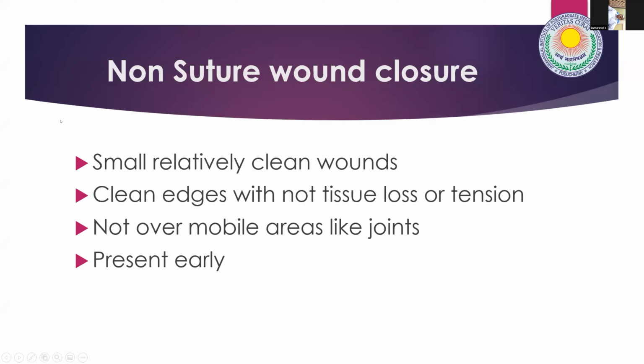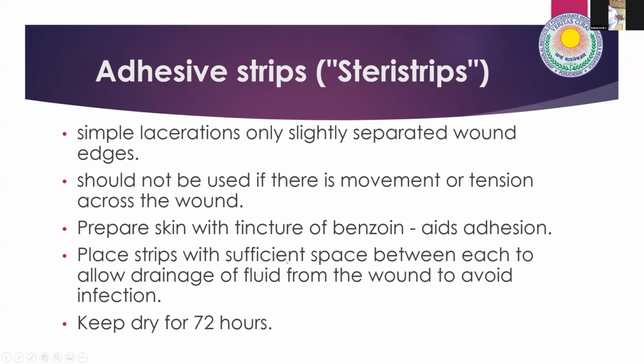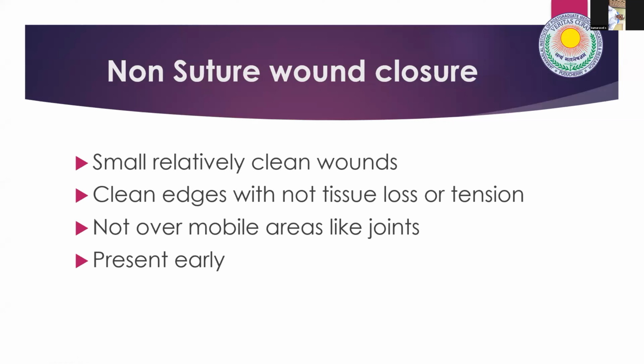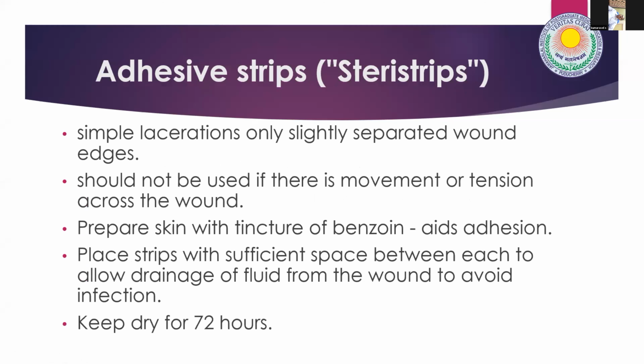Non-suture wound closure would be of much use in the clinic. However, the utility of this is in relatively small, clean wounds where the edges are clean and there is no tissue loss or tension in bringing these two edges together. Absence of these can be considered contraindications. It should also not be bleeding overly. It should not be over mobile areas like joints, and the patient should have presented within 6 to 12 hours. Delayed presentation also doesn't help as much. So what are these non-suture wound closure techniques?